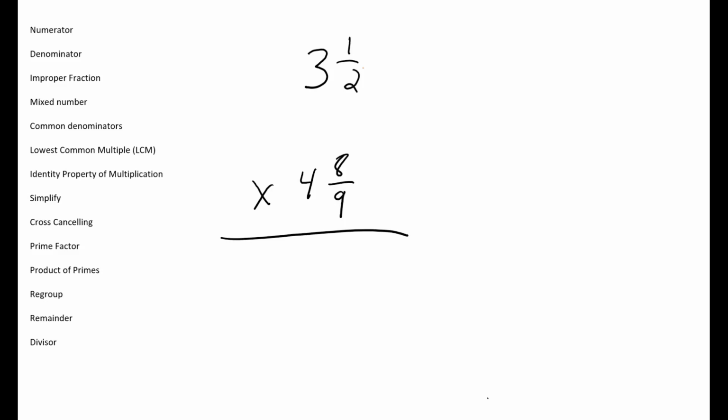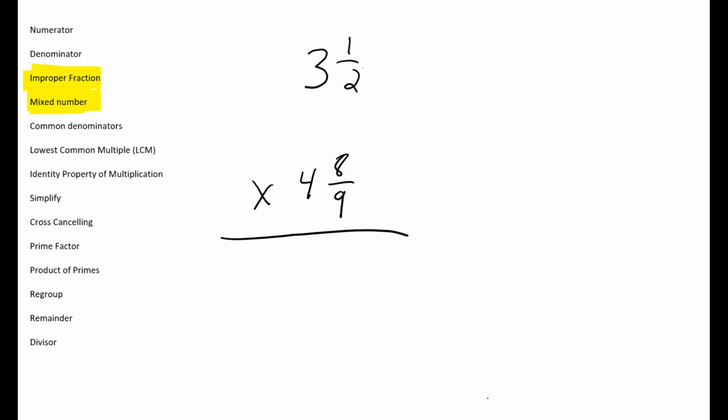Alright, this video is going to be multiplying two mixed numbers. So I'm going to remember the steps when I multiply fractions. The first thing I need to do is make sure that I convert everything to fractions. If I have a mixed number, which means a whole number and a fraction, I need to convert them all to fractions. That means I'm going to end up with improper fractions, which means the numerator is bigger than the denominator.